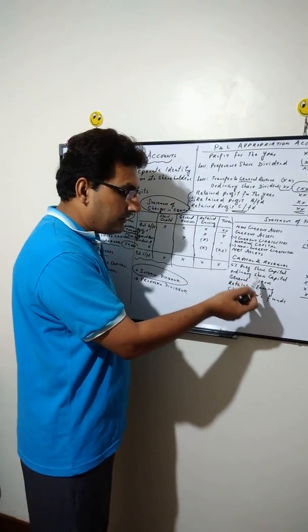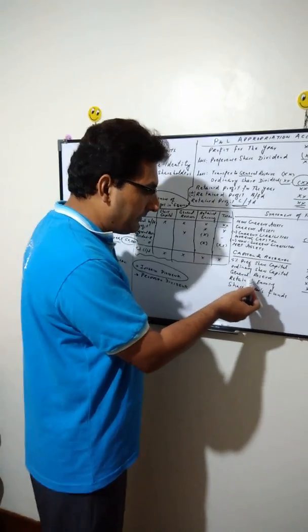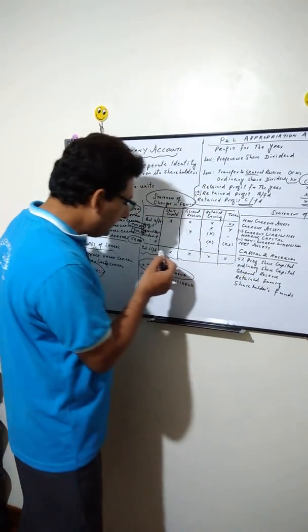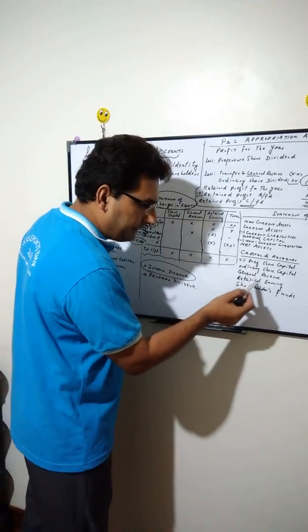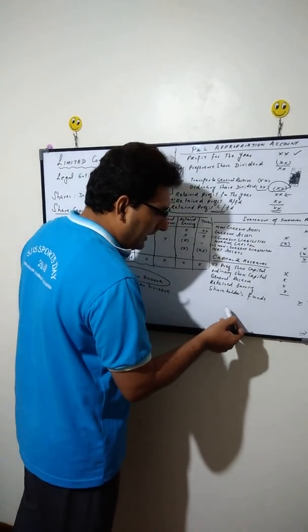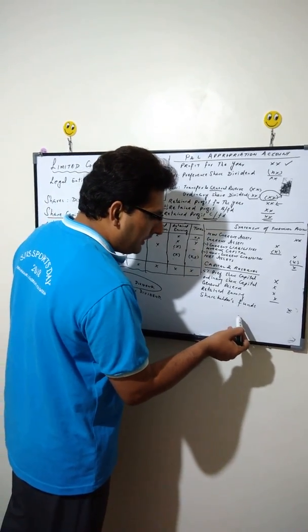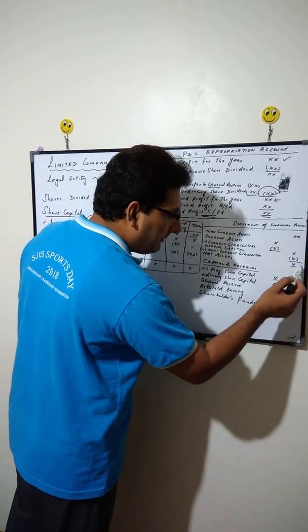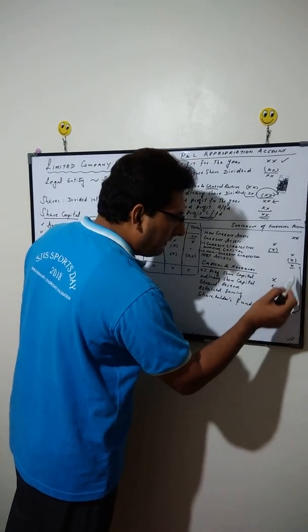Then we have the ordinary share capital, then the general reserve and retained earnings. All these things come here, from the closing balances. Then we add them together, and after adding we get the shareholders' funds. This amount must be equal to our net assets.